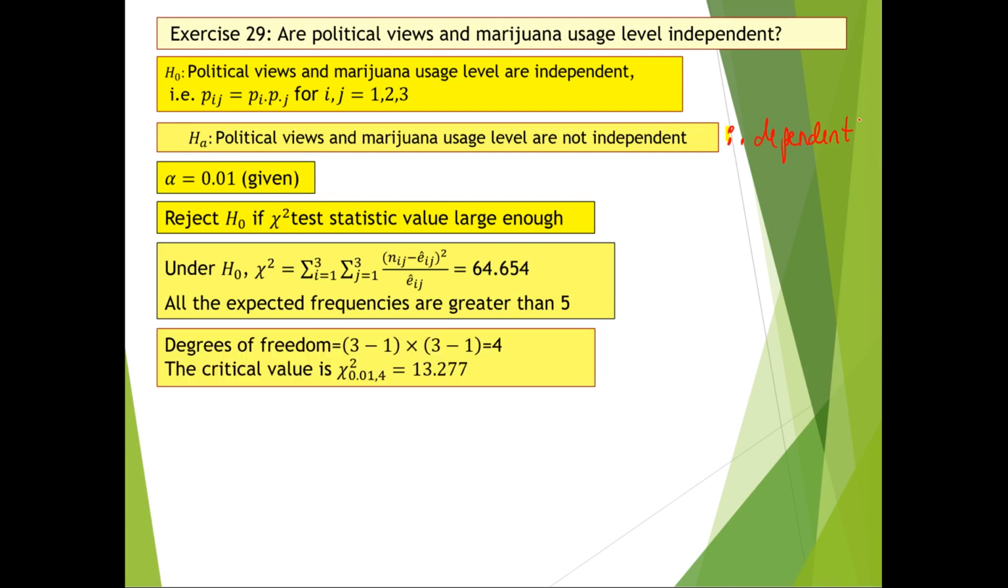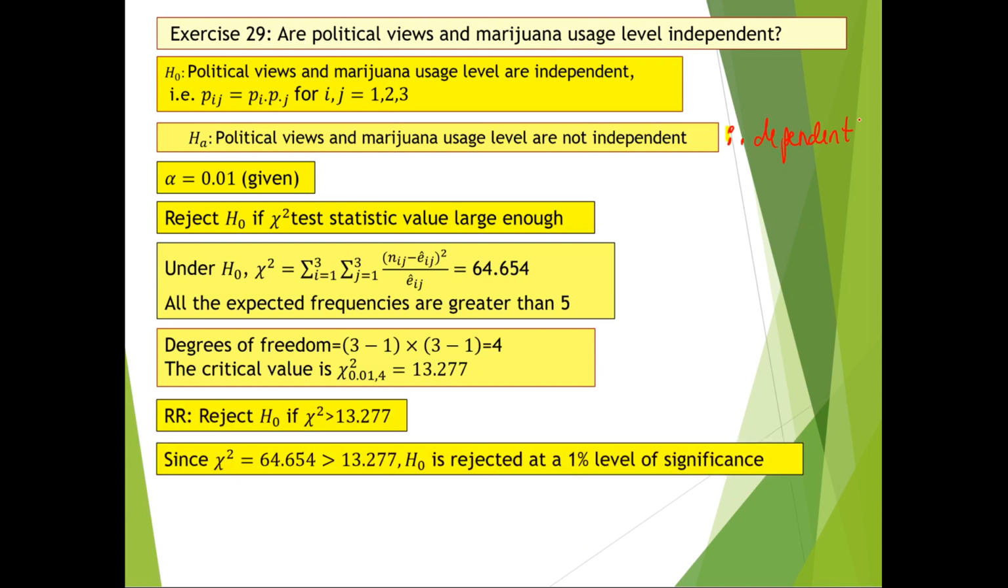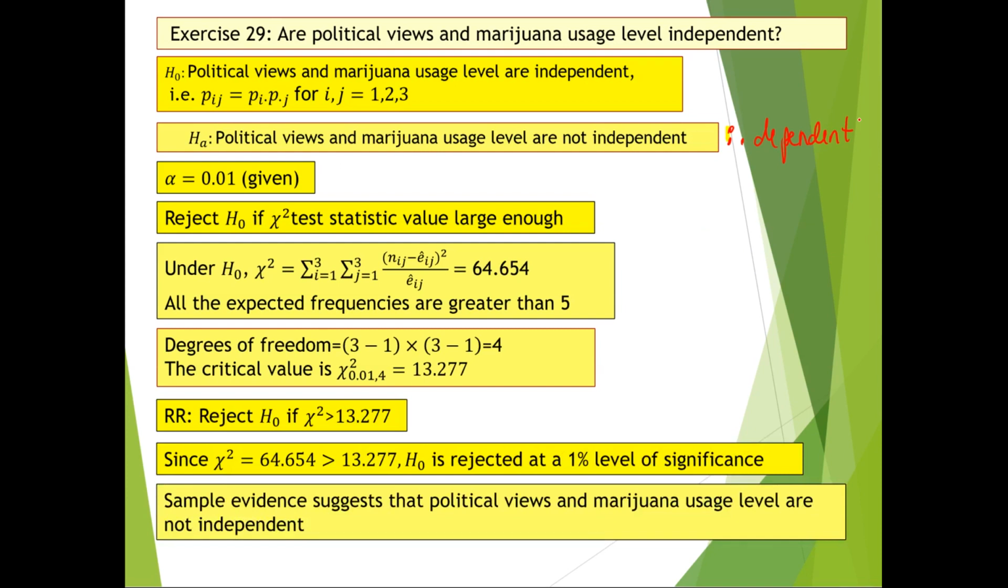The degrees of freedom is I minus 1 times J minus 1, and it was a 3 by 3 table, so we end up with 2 times 2, that's 4 degrees of freedom. And you can see our test statistic value is much larger than that, so we will reject the null hypothesis. And we conclude that sample evidence suggests that political views and marijuana usage level are not independent.